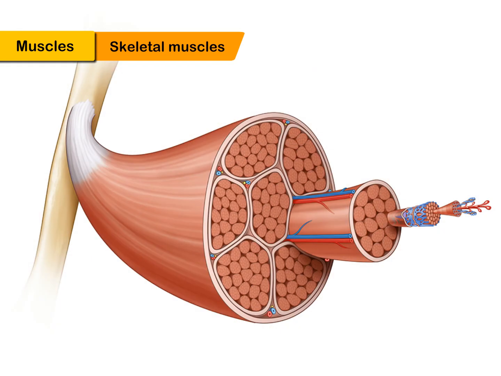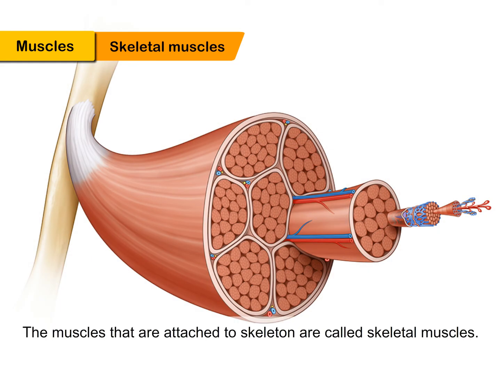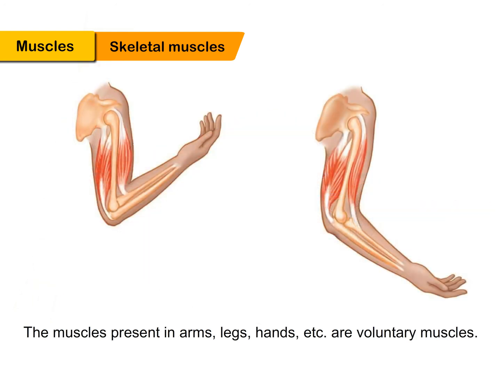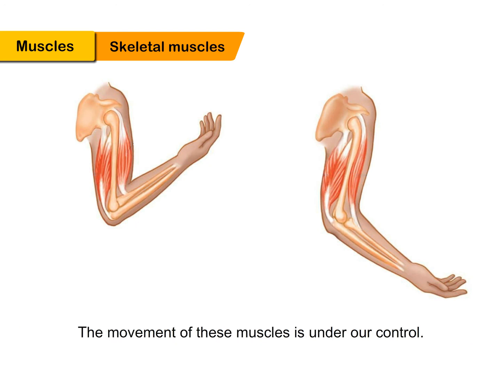Skeletal muscles. The muscles that are attached to the skeleton are called skeletal muscles. They are voluntary muscles, which means they are under our control. The muscles present in arms, legs, hands, etc. are voluntary muscles. The movement of these muscles is under our control.